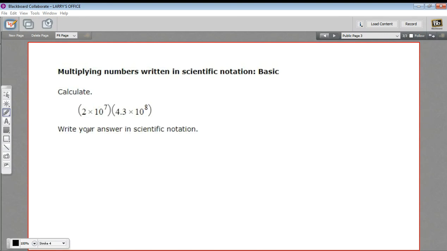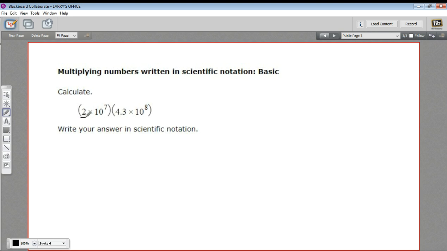In this problem, we're being asked to multiply two numbers that are written in scientific notation. So we've got 2 times 10 to the 7th times 4.3 times 10 to the 8th. Now, luckily, you can think of this as four different things. They're all multiplied by each other, so it sort of doesn't matter what order we multiply them in.